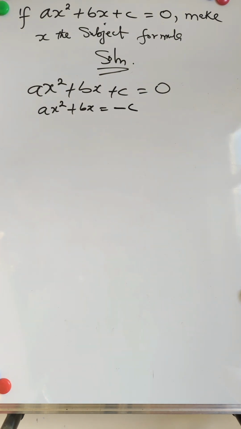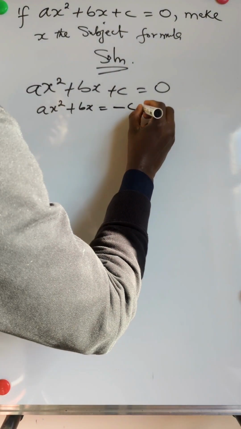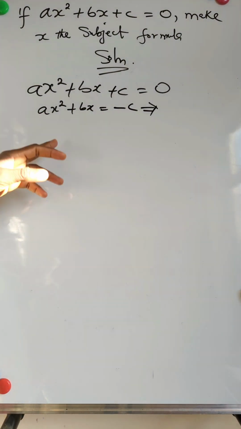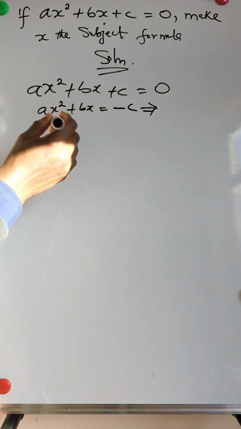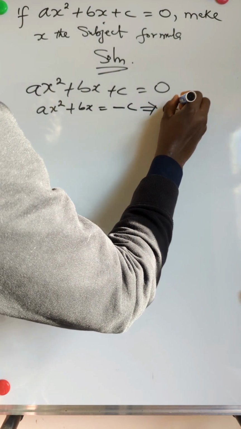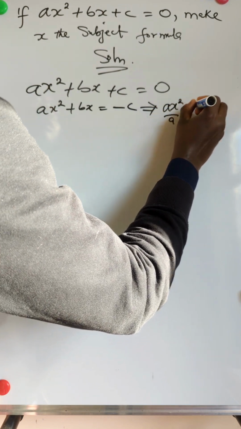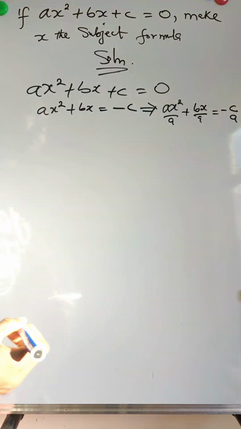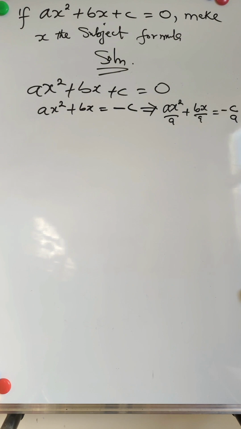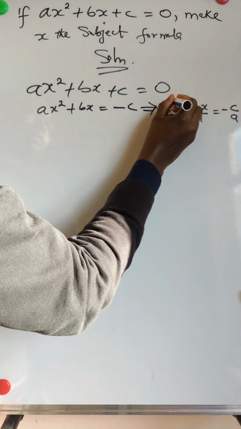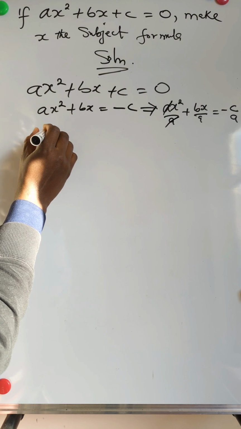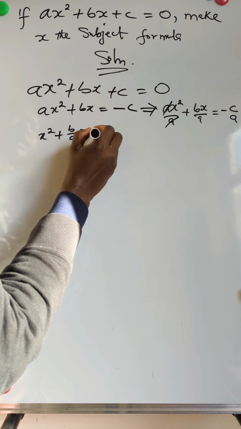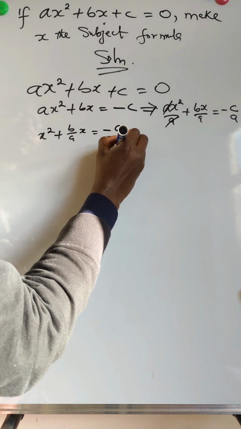Now the second step is this. Divide throughout with the coefficient of x squared, which is a. So we would have ax squared over a plus bx over a is equal to minus c over a. Now at this point, this a will cancel this a. So we're left with x squared plus b over a x is equal to minus c over a.